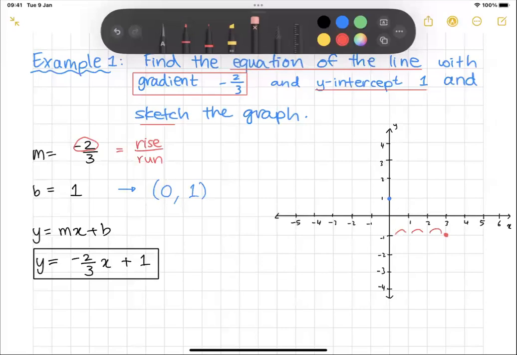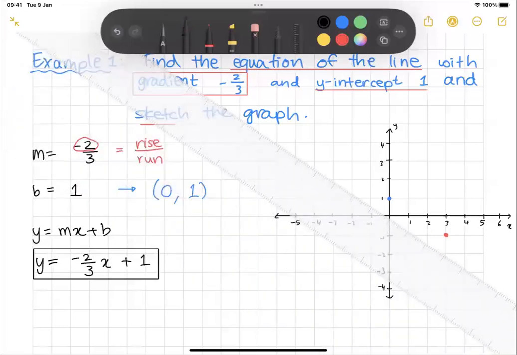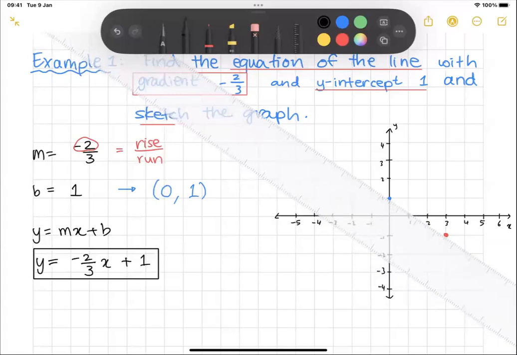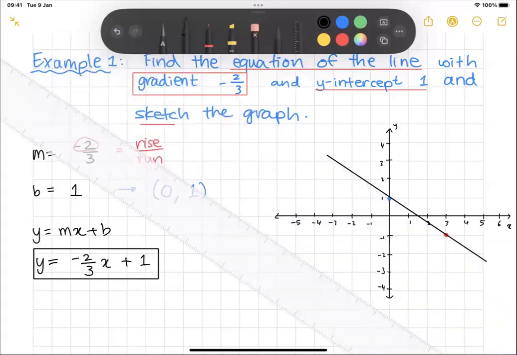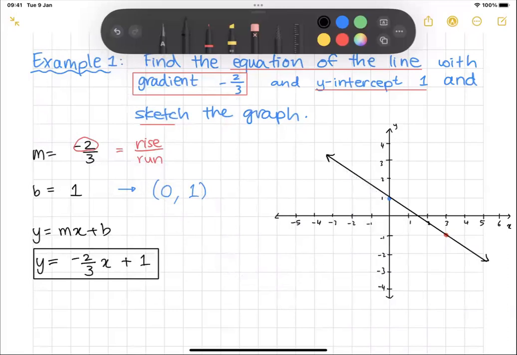Once you've done that, all you do is draw a line passing those 2 points using a ruler. Okay, just like so. Put these arrows so that it identifies that it keeps on going. And your last thing that you need to do is just put in your equation next to your line, just like this, to identify what equation that line refers to.